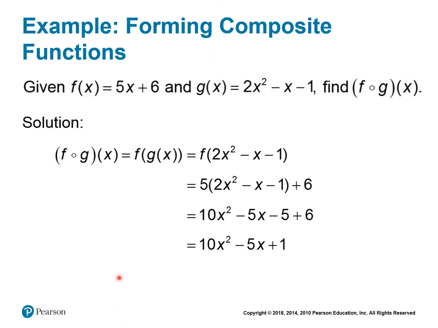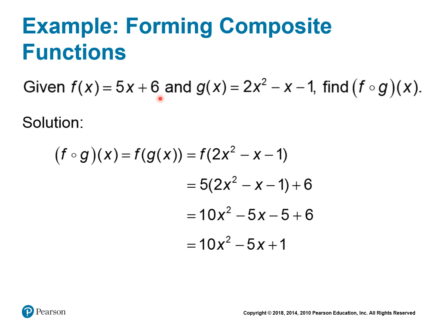Let's see how they've worked out a composite function in this example. It says given f of x equals 5x plus 6 and g of x equals 2x squared minus x minus 1, find f composition g of x. So remember, in order to work a composite function, what we do is we take the second function g and use it as an input to the first function. So our function is 5x plus 6.